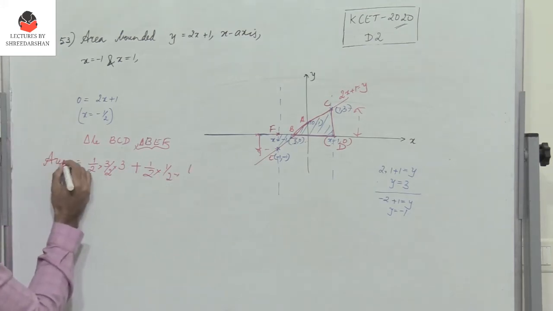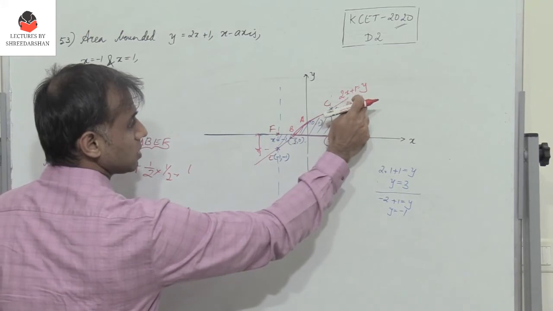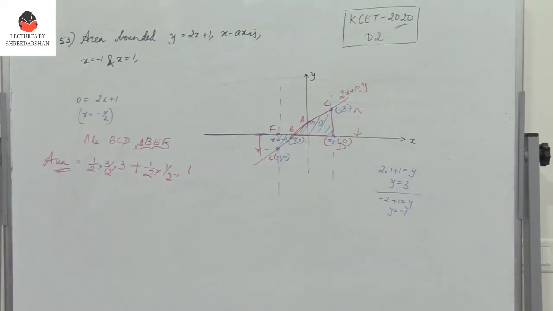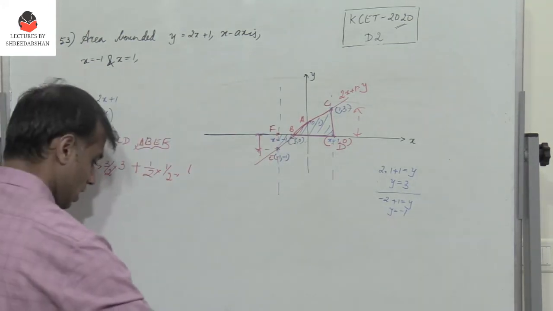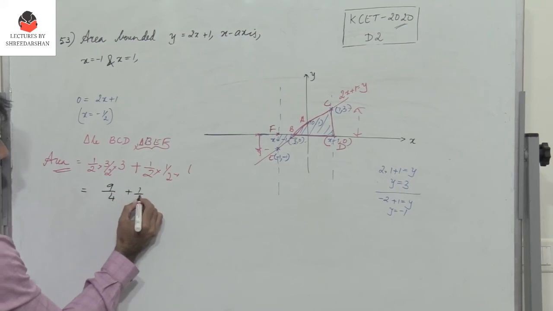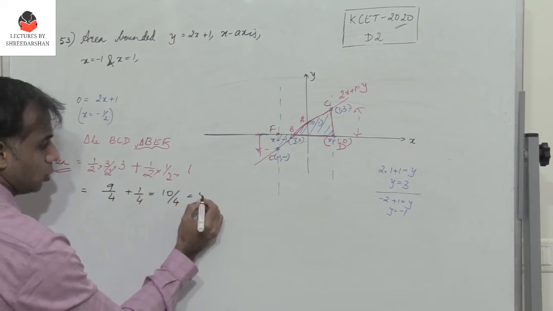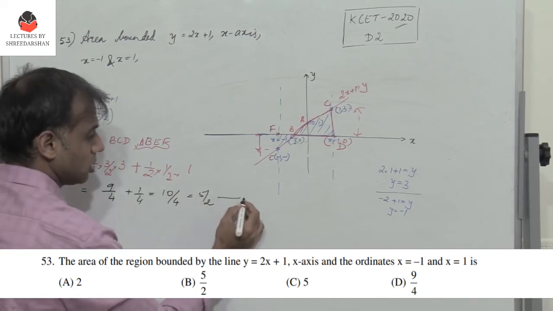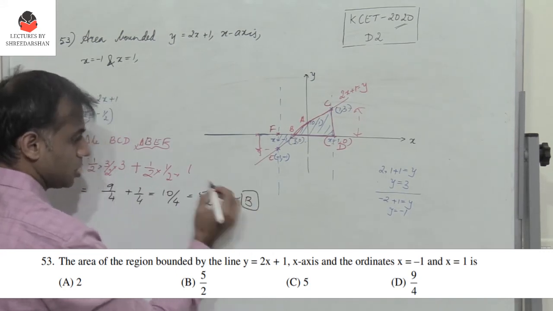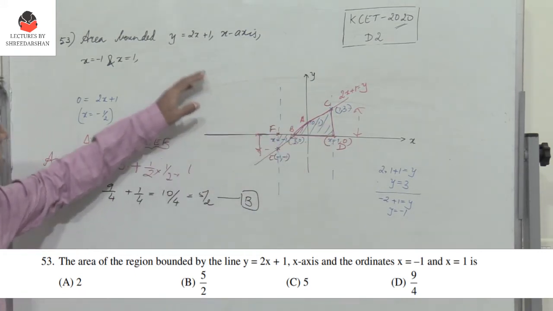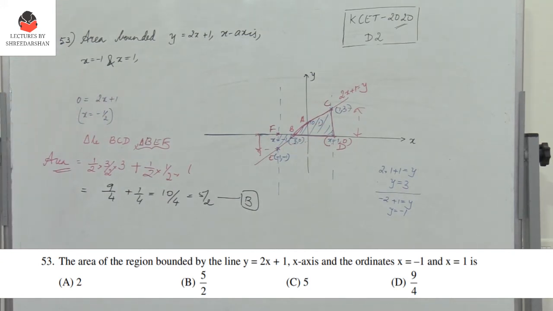So this is the area which is bounded by y equals 2x plus 1, the x-axis, and x equal to 1 and x equal to minus 1. Alright, so now what is the area? I finally get the area as 9 by 4 plus 1 by 4, which is 10 by 4, which is 5 by 2. Okay, now if I observe all the 4 options shown on the screen, I find that 5 by 2 is option B. So the area of the region bounded by the line, the x-axis, and x equal to 1 and x equal to minus 1 is 5 by 2 square units, right?